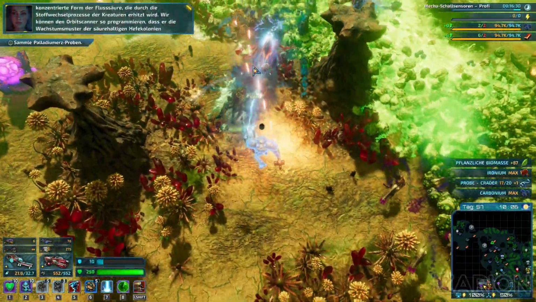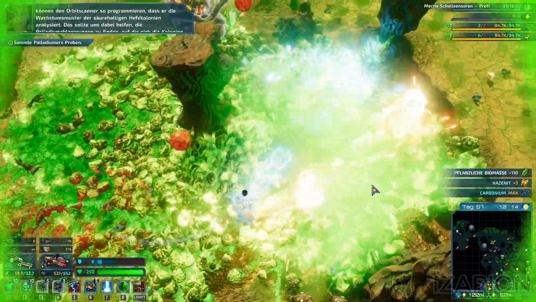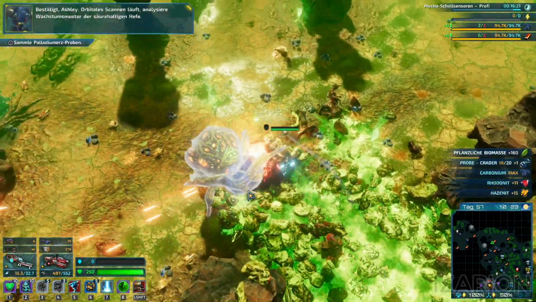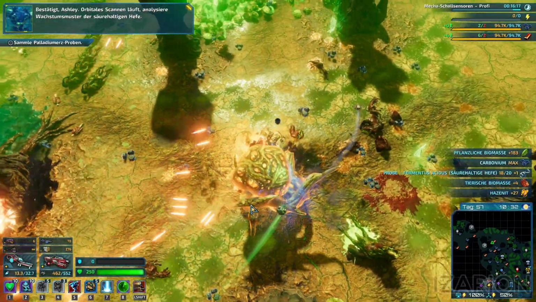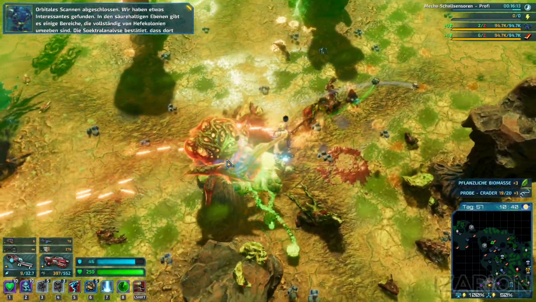We can program the orbital scanner to analyze the growth patterns of the acidic yeast colonies. This should help us in finding palladium deposits that these colonies are moving towards. Affirmative, Ashley. Orbital scanning in progress. Analyzing acidic yeast growth patterns. Orbital scanning finished. We have found something interesting.